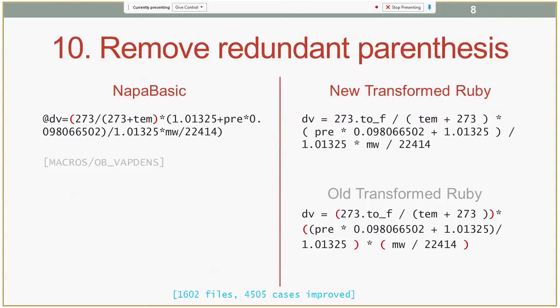Number 10 is remove redundant parentheses. Here's an example of a calculation formula from macro allb vap dense, which is included in the transformation. In the old transformed Ruby, there were several extra, unnecessary parentheses in this formula that were put there for safety in order to ensure that we don't lack parentheses. In some critical cases, we were generating many unnecessary parentheses. Whereas now, the number of parentheses that are present is optimal. It is only those that are really needed for the syntax.